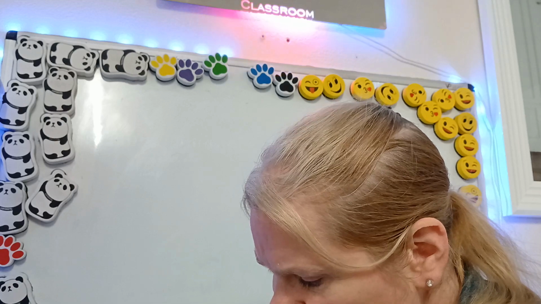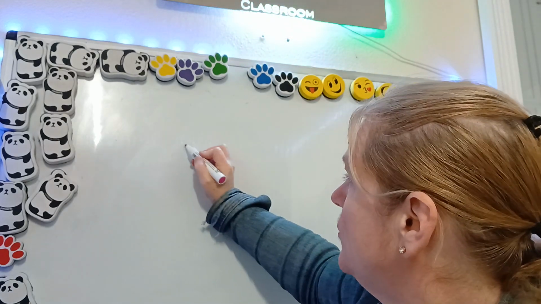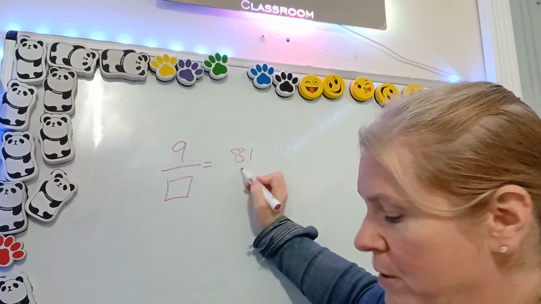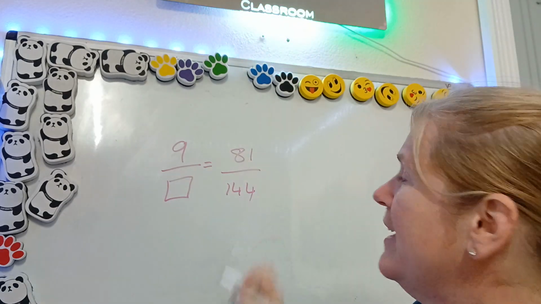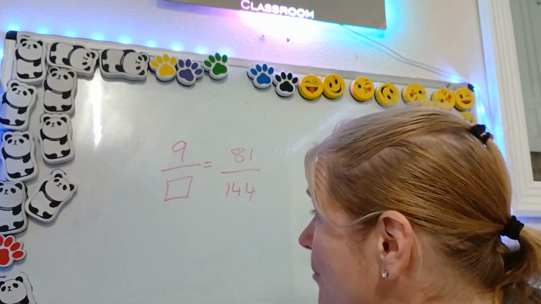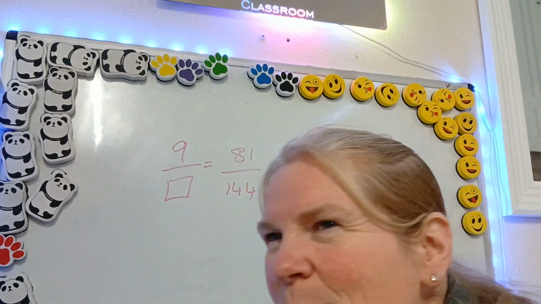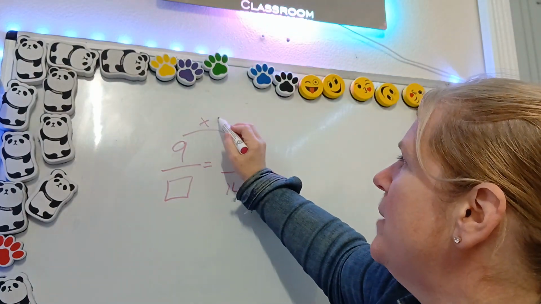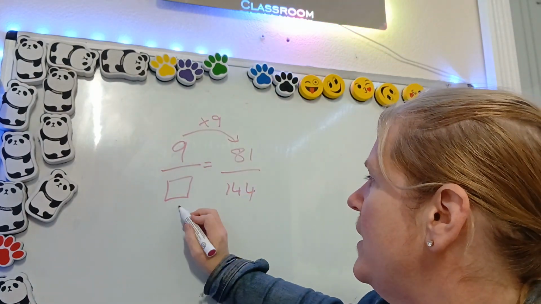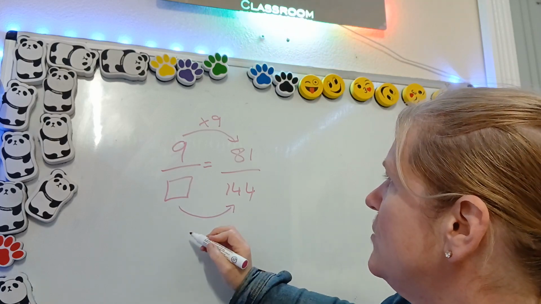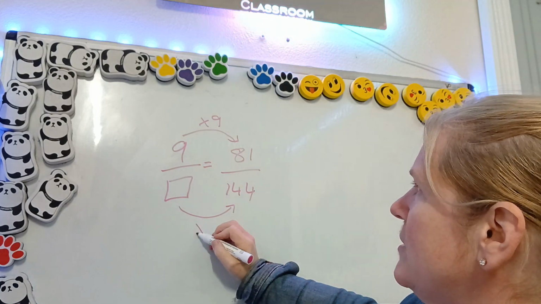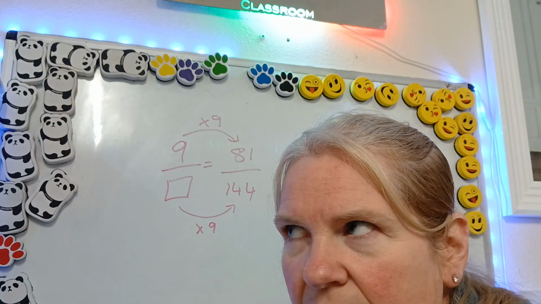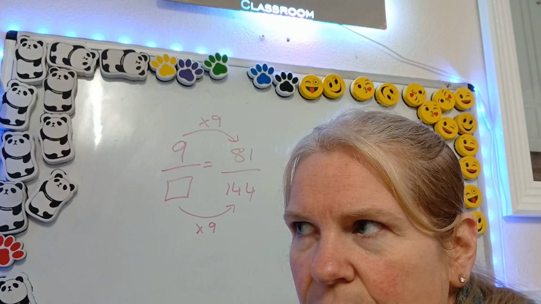Trickier one. Oh yeah, this one. 9 over something equals 81/144. This time I would actually go backwards. How do you get from, well, nobody likes division. Okay, do you know what? I'm going to go forwards. How do you get from 9 to 81? You times it by 9. 9 9s are 81. So that is going to be times 9. And you're like, hang on a minute. 9 times tables doesn't go as far as 144.